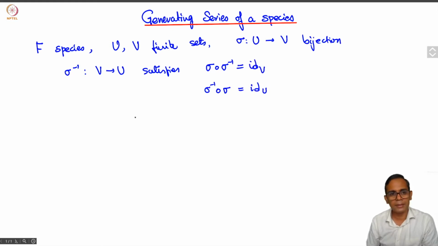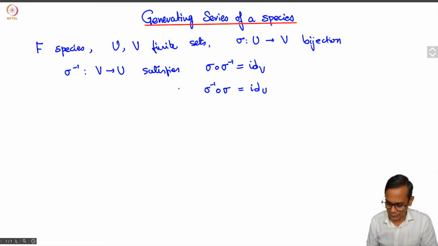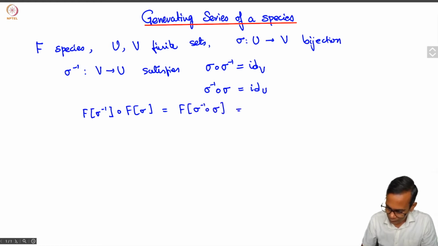Now remember that these species are supposed to satisfy two axioms. One is that they respect composition of maps, and the other is that they respect identities. And using those two properties, what we see is that F of sigma inverse circle F of sigma is F of sigma inverse circle sigma, which is F of identity of U, which should be the identity map of F of U.